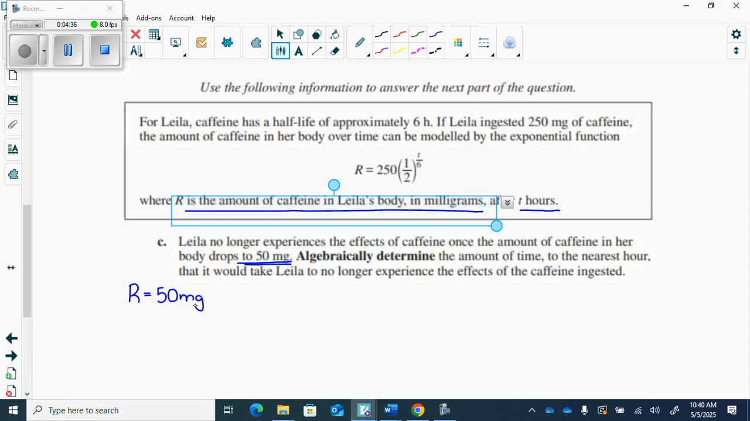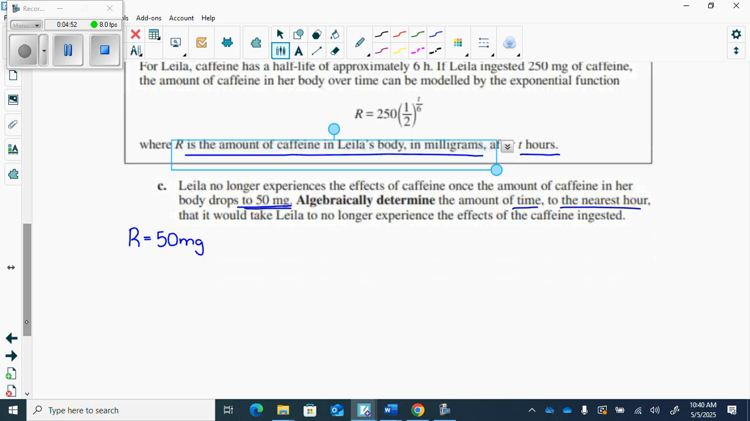Now it says algebraically determine, which means I can't do y1 and y2 in my calculator and just get an answer. Algebraically determine the amount of time to the nearest hour, so that's no decimal places, that it would take for Layla to no longer experience the effects of caffeine ingested. So we're going to get 50 equals 250 times (1/2) to the t over 6. Now remember, and you have an open book on Thursday, remember that, listening, if you don't know the exponent, the variables in the exponent, you're going to have to convert it to a log. That's what we're learning. That's why logs and exponentials are together.